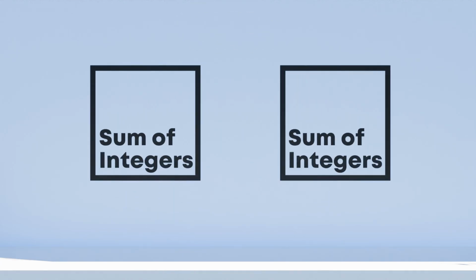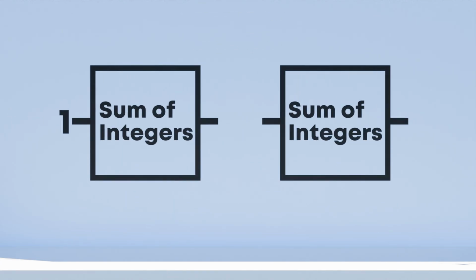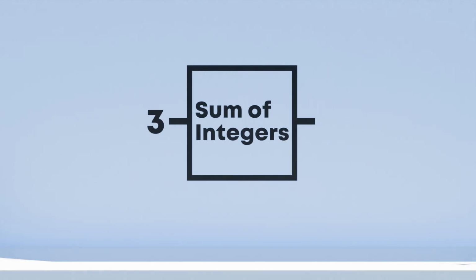Let's create something called a recursive function, which is a function which calls itself. For example, we can make a function which calculates the sum of all integers below its input. So if you input 1, you just get 1. If you input 2, you get 1 plus 2 equals 3. If you input 3, you get 1 plus 2 plus 3 equals 6, and so on.